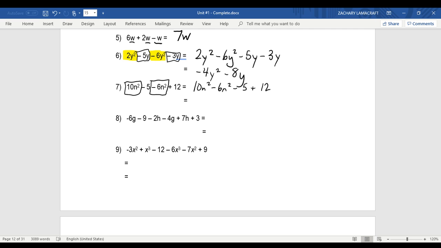So then I would have, what would 10n squared minus 6n squared be? Yep, so 4n squared. Awesome. Then we have negative 5 plus 12. Want to take a shot at that? Yeah, exactly. So we've got positive 7. Awesome. Well done.